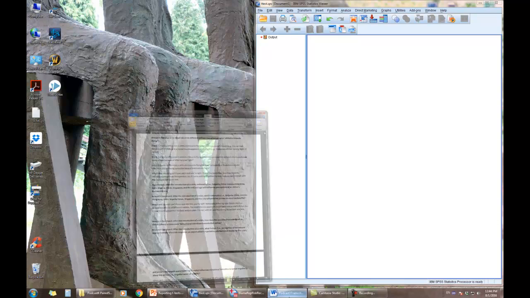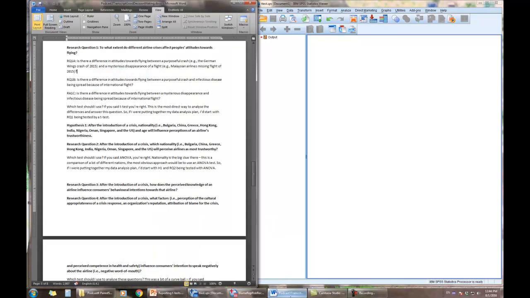Now, remember from our data plan that our t-test was for research question 1, looking at whether different types of airline crises would affect people's attitudes towards flying. We were comparing whether there were purposeful crashes to mysterious disappearances to infectious disease. With paired sample t-tests, you can only compare two at once. So we have 3 sub-questions comparing each of these, and that's where we're starting with our tests.